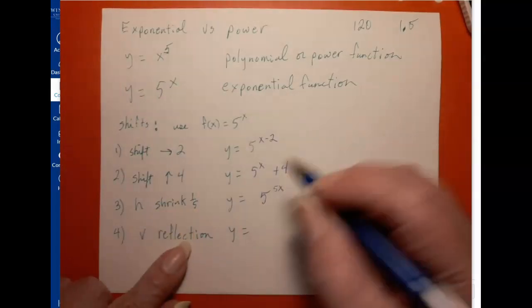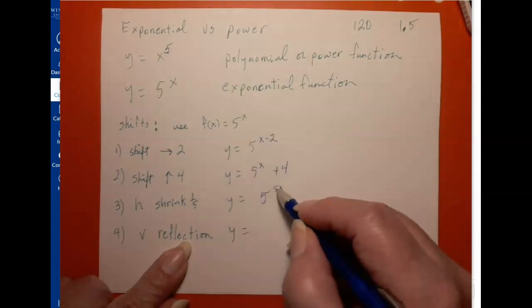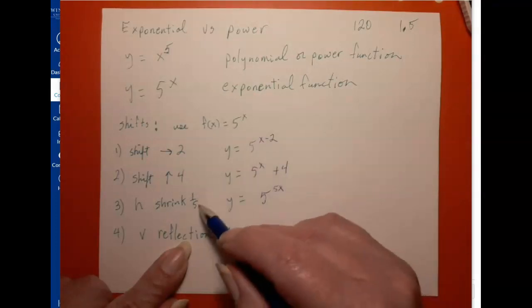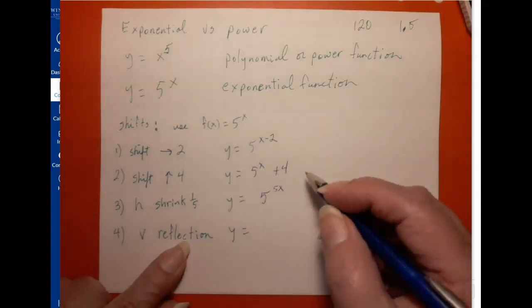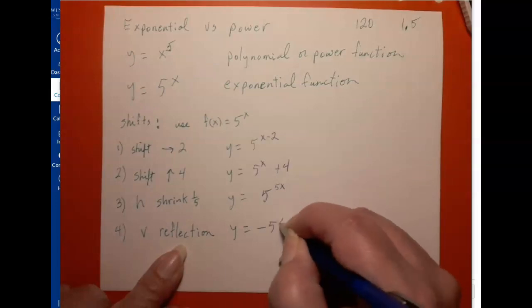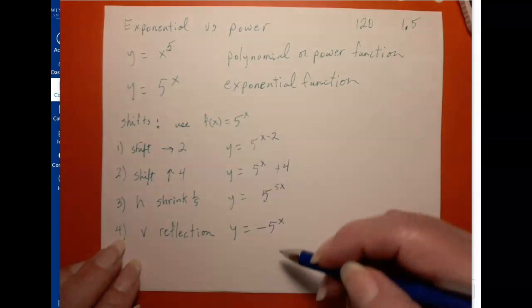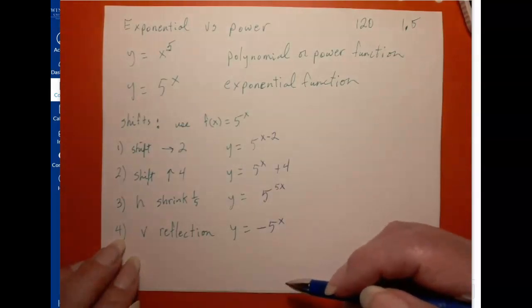And then a reflection, because whenever we have a shrink, we do the opposite. That's multiplying by the reciprocal. In this case, multiplying by the reciprocal would be the opposite. A vertical reflection is on the outside, so negative 5 to the x is what we would do for the graph there. You can graph these and make sure that they actually do what we said they did.